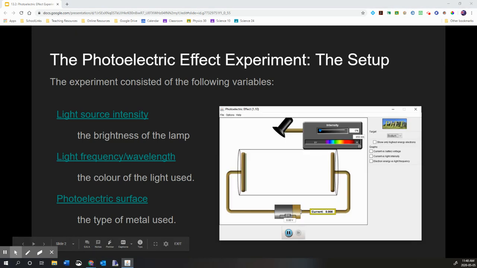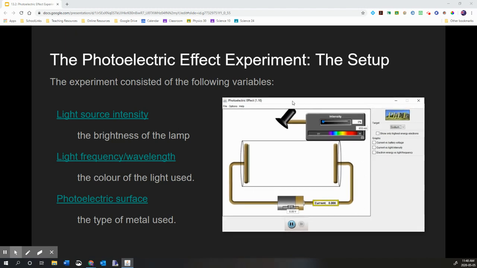All right, so I have here a little simulation that allows me to demonstrate the photoelectric effect in a way that you can see the impact of each of the different variables. So just to go through this again, I have the light source intensity. I can vary the light from very dark to very bright. I'm just going to dial it right up to 100 for the rest of this simulation to start with.